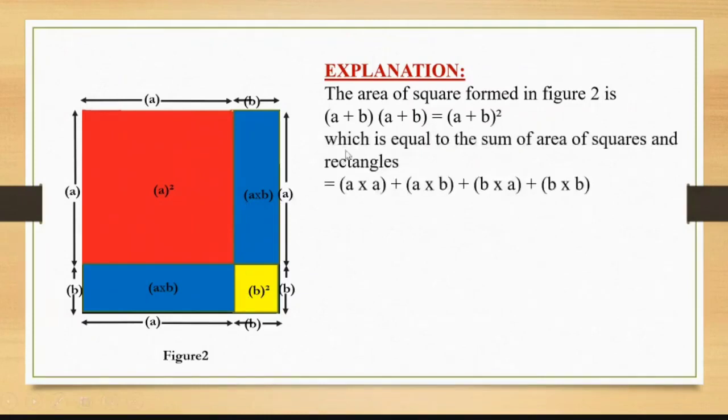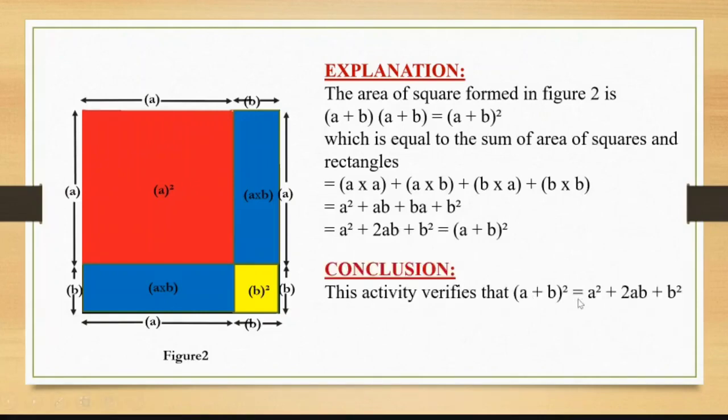That means I can say that this (a + b)² area is equal to the area of this square, which is a × a, then a × b, then b × a, and then b². So I can take it to be a² + ab + ba + b², which is equal to a² + 2ab + b², and that is equal to (a + b)². So I can conclude that (a + b)² = a² + 2ab + b². I hope this activity will help you remember the identity (a + b)² = a² + 2ab + b². Thank you so much.